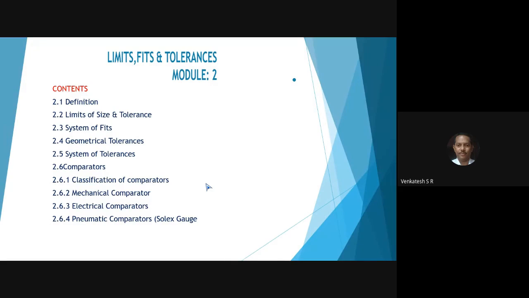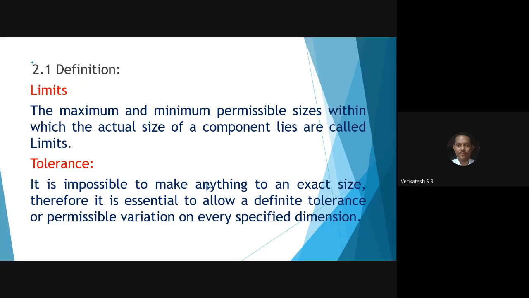For mechanical engineers, comparators are very, very important. This is a measuring instrument, but it compares the dimension. It does not measure the dimension, it only compares the dimensions of the standard with the component. In this module, classification of comparators: you have three types of comparators: mechanical, electrical, and pneumatic comparators. Let's come to the point: definition of limits, fits, and tolerances.